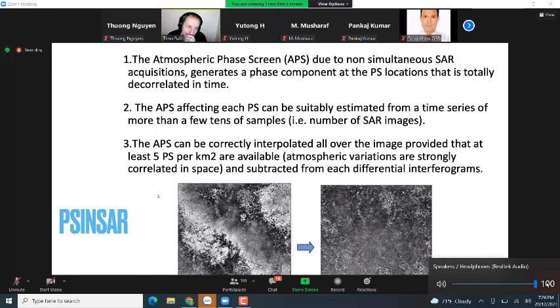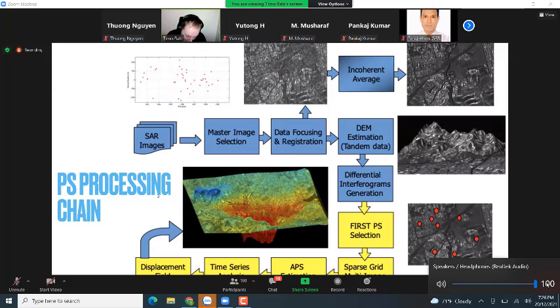Okay. All right, so let's take a look at the processing step by step. PS processing is a large multi-step process. So we start with SAR images, many SAR images. As a rule of thumb, at least 20. Okay, better more.